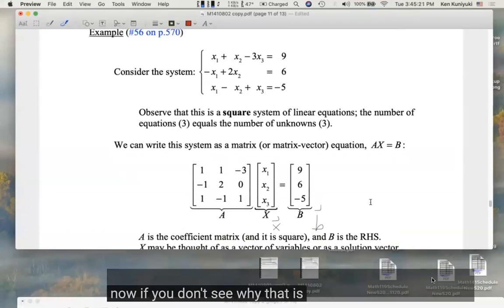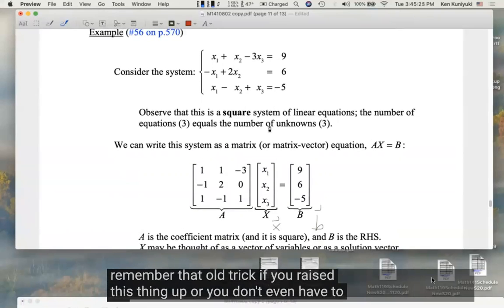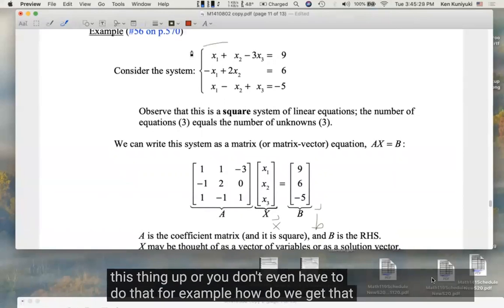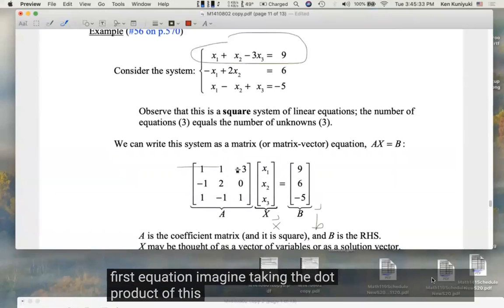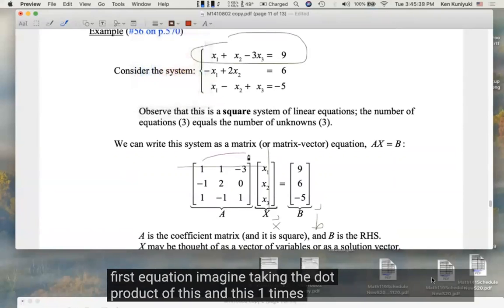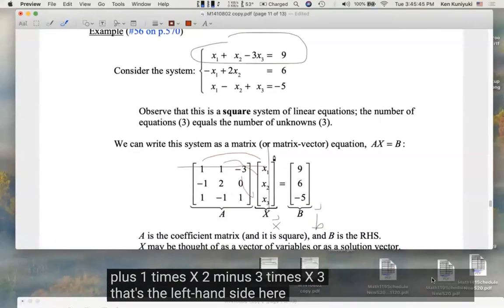Now, if you don't see why that is, remember that old trick, if you raise this thing up, well, you don't even have to do that. For example, how do we get that first equation? Imagine taking the dot product of this and this. 1 times x1 plus 1 times x2 minus 3 times x3, that's the left-hand side here, equals 9.